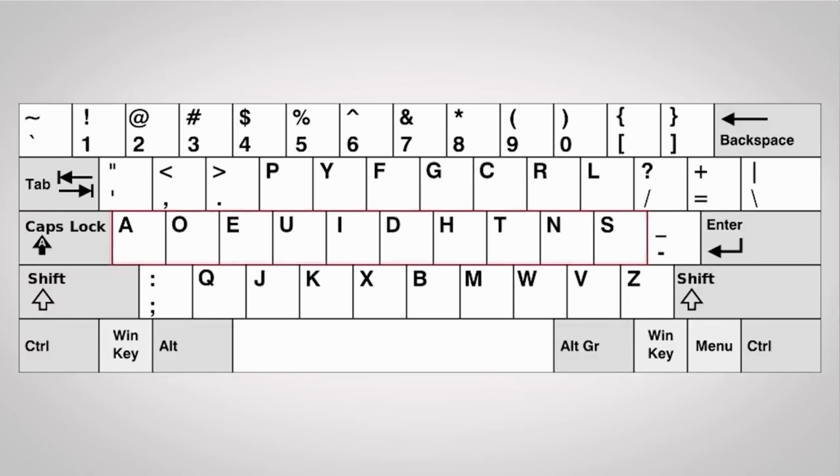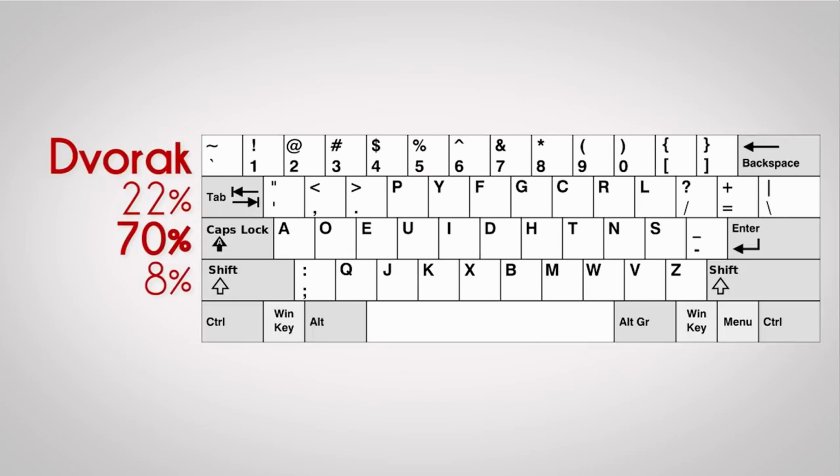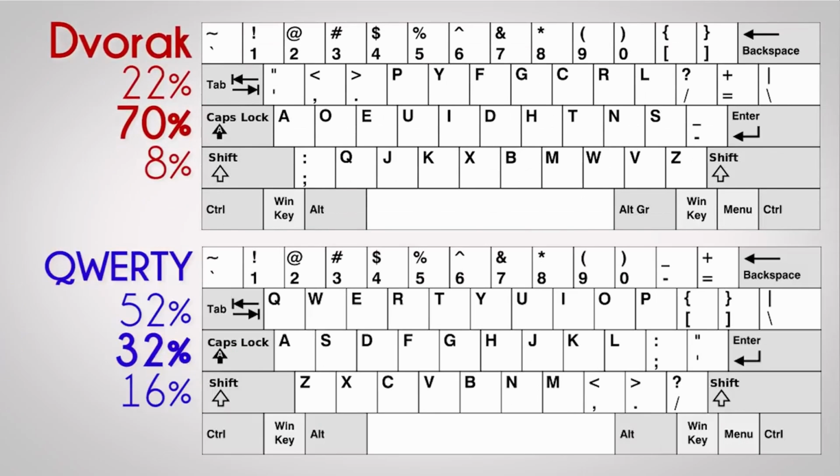The Dvorak layout was carefully designed to increase typing speed while minimizing errors and unnecessary finger movement, which can lead to repetitive strain injuries. On Dvorak, all the most commonly used letters are on the home row, with consonants on the right and vowels on the left, and 70% of all typing is done on the home row. Compare that to 32% on the QWERTY layout.